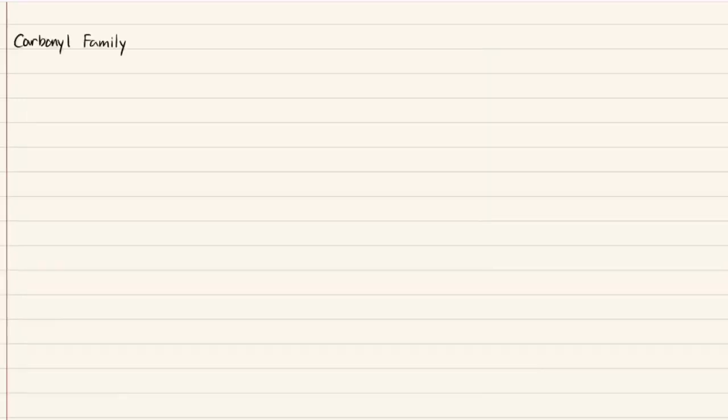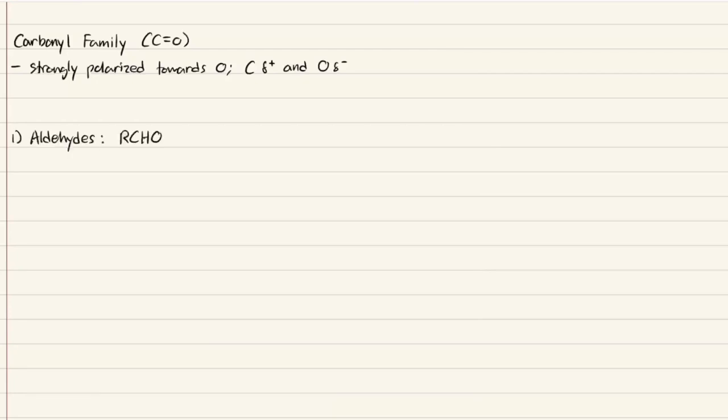Let's move on to the carbonyl family. The C=O group is called a carbonyl group. The electron density in a carbonyl group is strongly polarized towards oxygen, and the electron-poor carbon bears a partial positive charge. Aldehydes. Aldehydes have the formula RCHO, where the carbonyl carbon is bonded to a hydrogen and an R group. An aldehyde bonded to two hydrogens is referred to as formaldehyde.